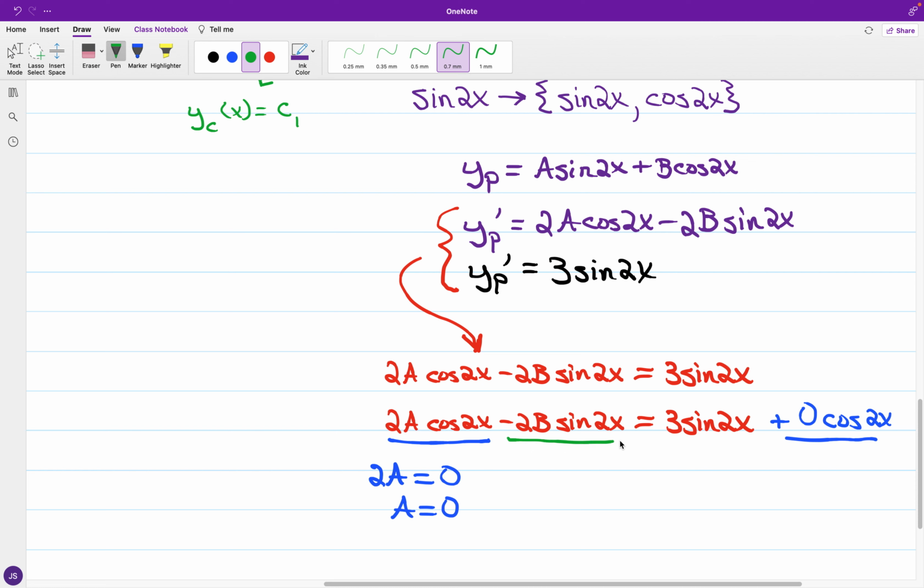However, with the sine of 2x terms, we have negative 2b sine of 2x equal to 3 sine of 2x. And we can just set the coefficients equal to each other. So we have negative 2b is equal to 3, and we have that b is equal to negative 3 halves. And going back to our particular equation, notice I had said that a was equal to 0, and b is negative 3 halves.